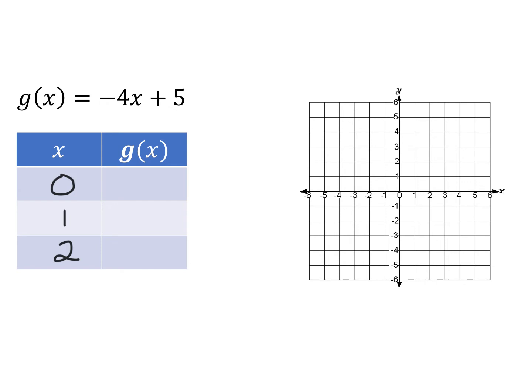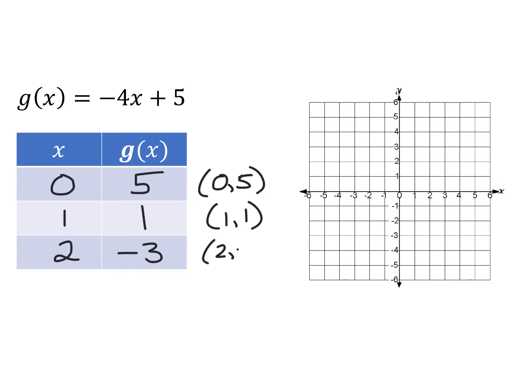Negative 4 times 0 is 0 plus 5 is 5. Negative 4 times 1 is negative 4 plus 5 is positive 1. And then negative 4 times 2 is negative 8 plus 5 is negative 3. So my ordered pairs are 0, 5, 1, 1, and 2, negative 3.